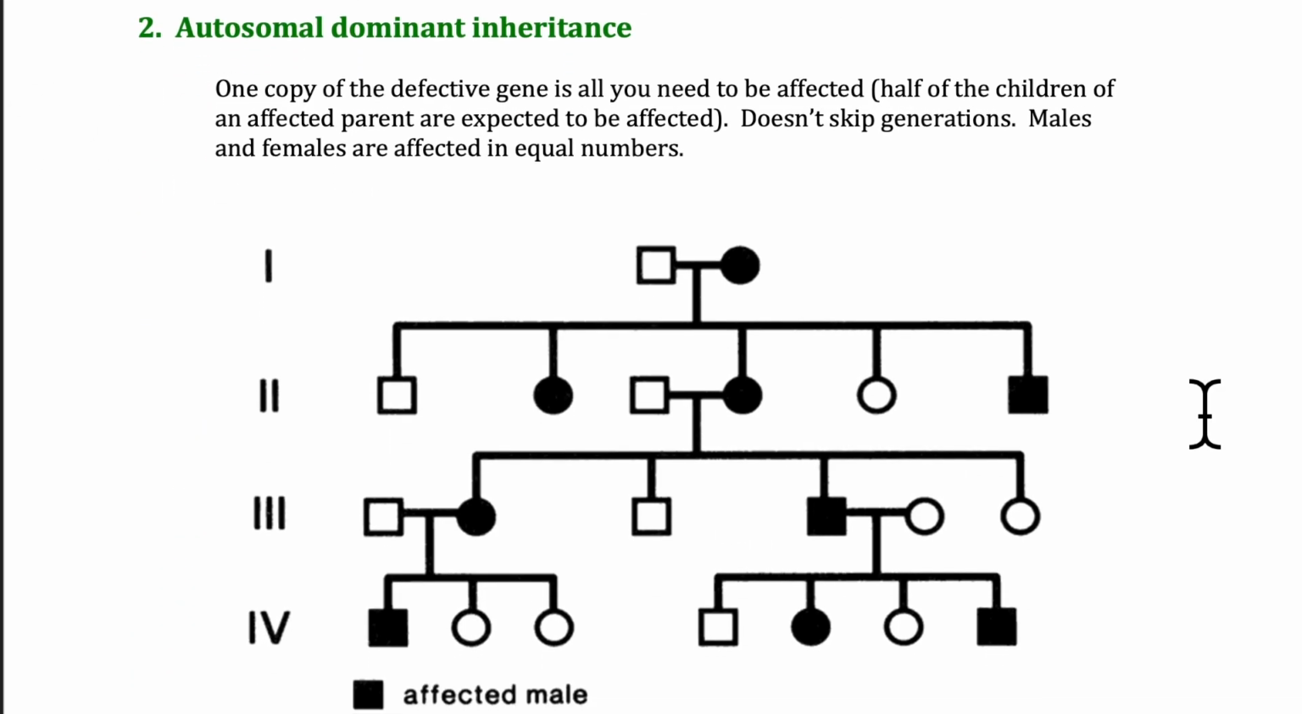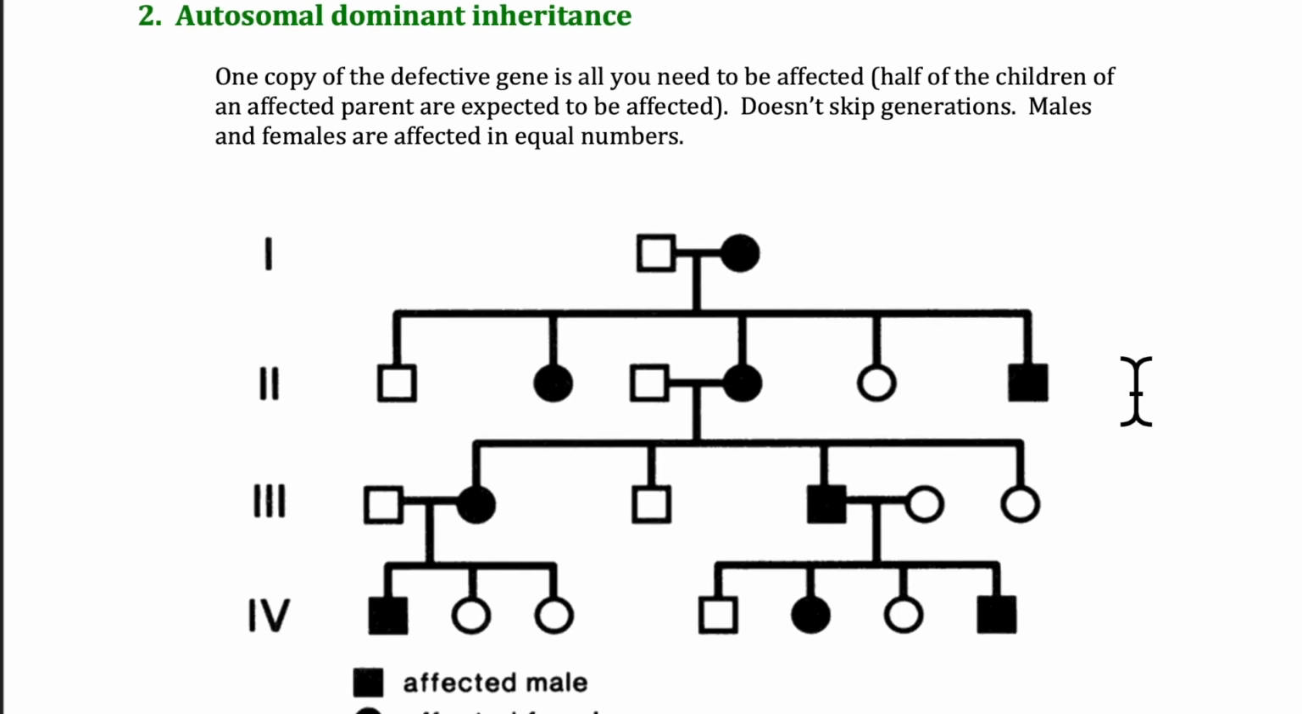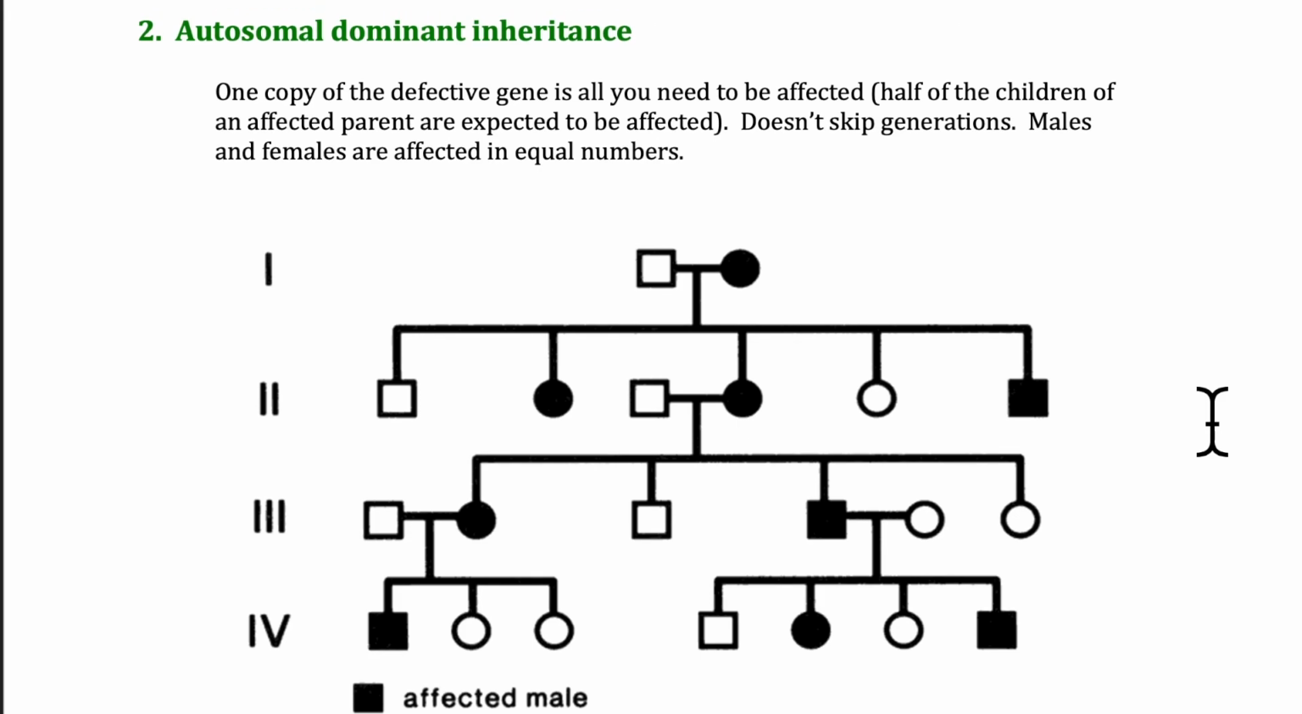And then we have autosomal dominant inheritance. Now this is the bad one. One copy of the affected gene is all you need to be affected. So half of all the children of an affected parent are expected to be affected. It does not skip generations. Males and females are affected in equal numbers.